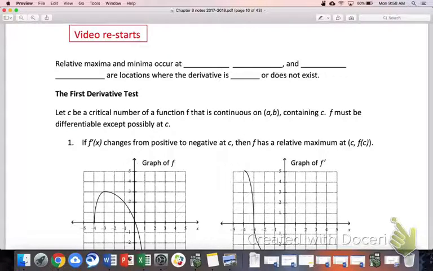This doesn't mean that this is the highest point in Valor. It doesn't mean it's the highest point in the state or the world or anything like that. It just means it's a relatively high point. Okay? So these relative maxima and minima will always occur at the same kind of place, critical numbers, or critical points. And critical points are locations where the derivative is zero or does not exist.